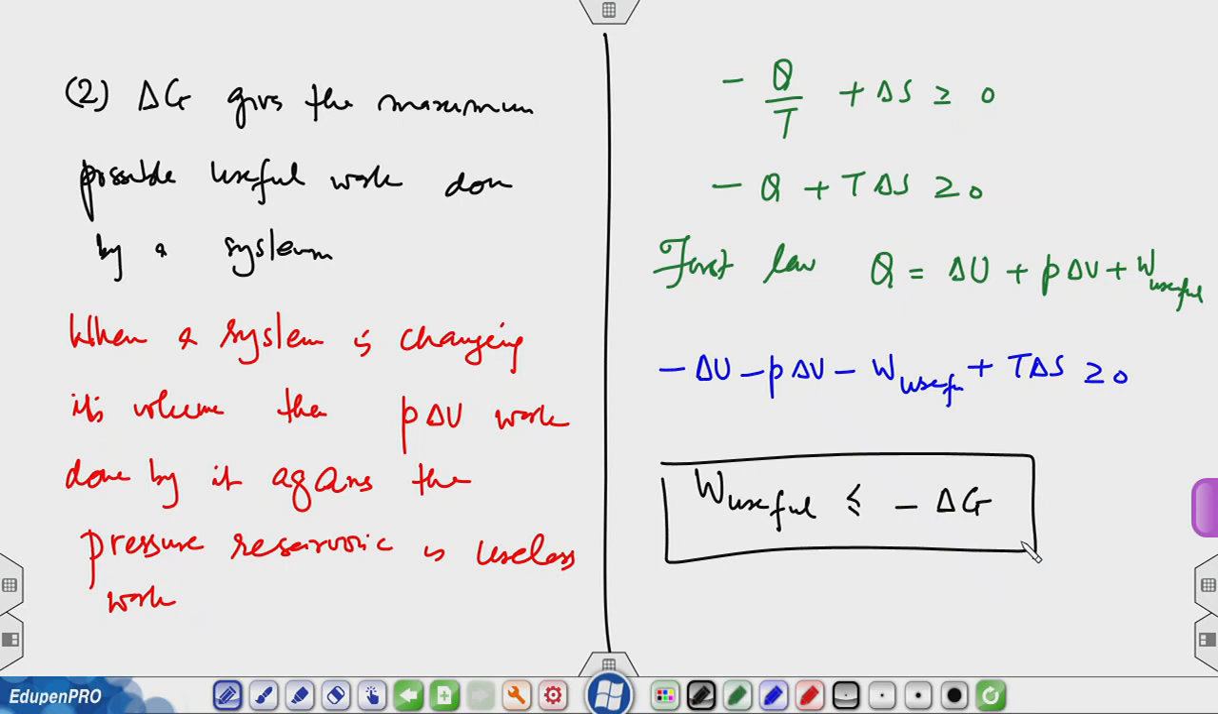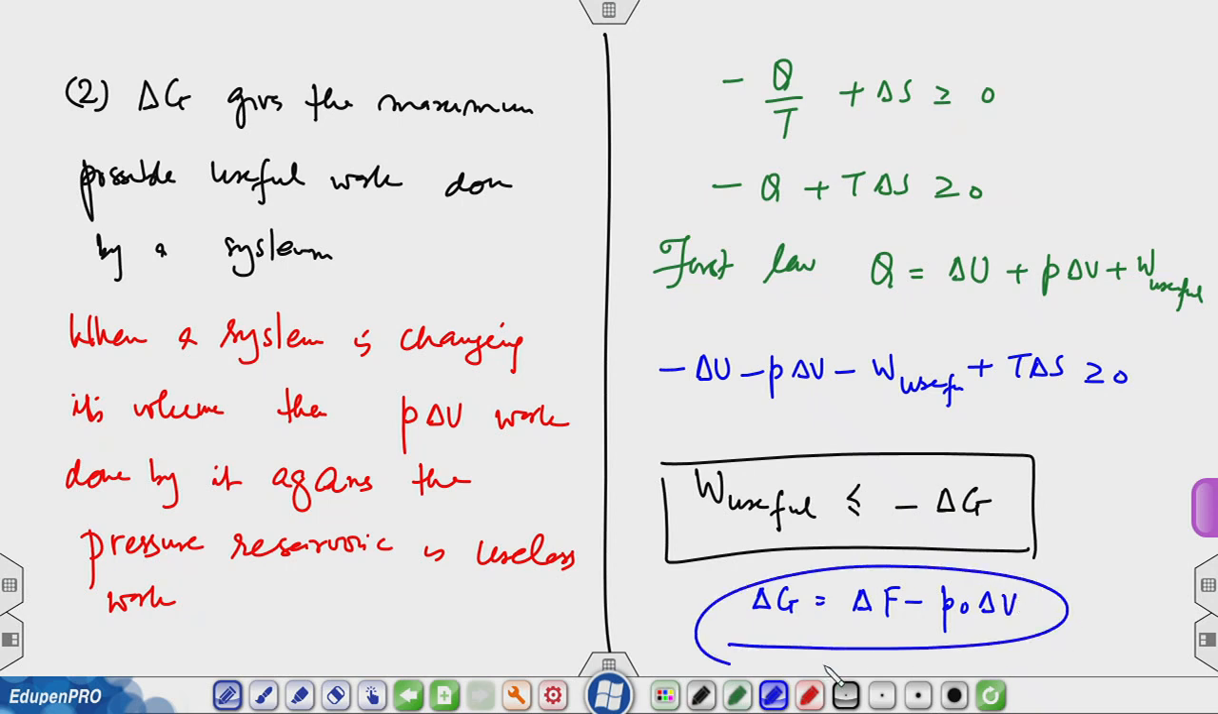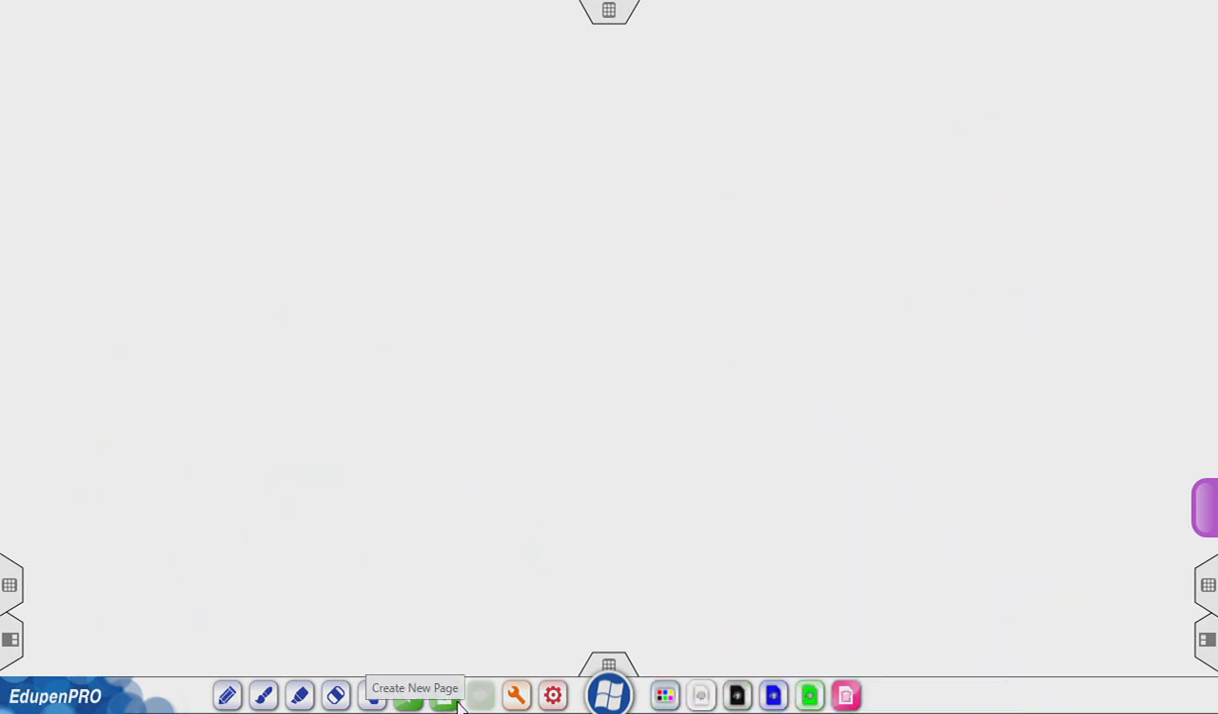Now, this is different from delta F, because some useless work in the form of P delta V is being done. So, you can very easily show that delta G is actually delta F minus P naught delta V. So, the useful work goes down by that amount. So, this is very similar to what we did in case of Helmholtz free energy, except that now we have constant pressure and constant T processes. So, I'm not going to spend more time on this. Rather, when we do problems, you'll understand it better. So, let me just conclude this lecture, therefore.